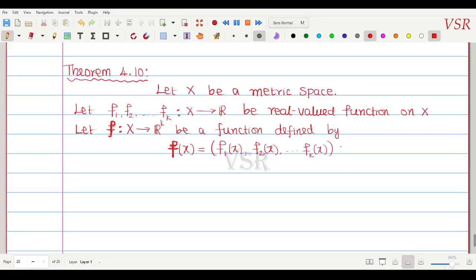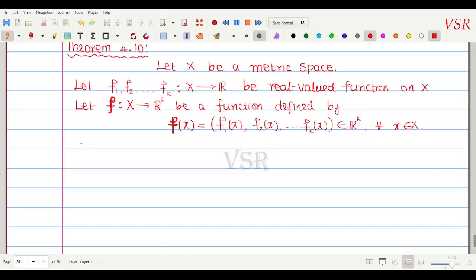So this fellow belongs to R power k, for every x belongs to capital X. So I have newly defined a function. Okay, this is something called a vector valued function. This is called a vector valued function. Okay, now what does the theorem say?